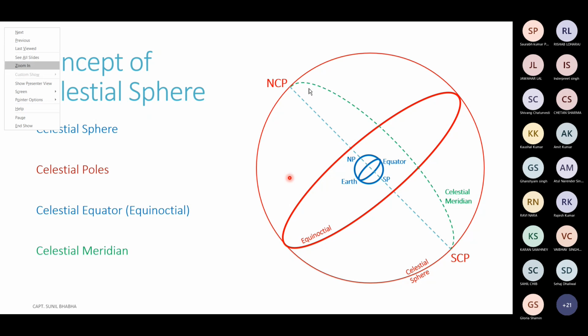Is it clear, beta? Okay, sir. And if you take your reference not as the Greenwich meridian, but as the meridian of first point of Aries, then this angle, how much west the body is from the celestial meridian of Aries, will give you the SHA, sidereal hour angle.